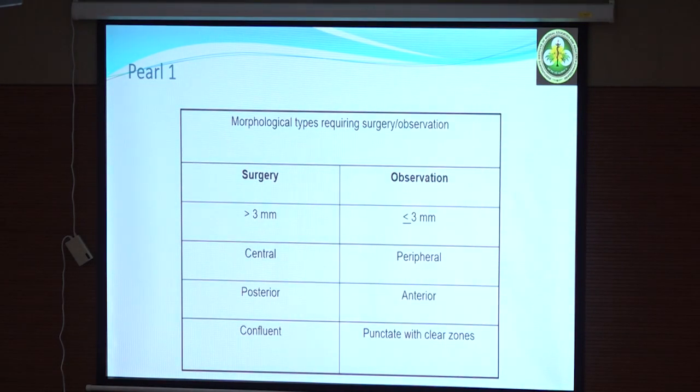So when do you want to operate the cataracts in children? You want to do a surgery if it's visually significant, that means it's more than 3 millimeters, it's central, it's posterior, it's confluent.